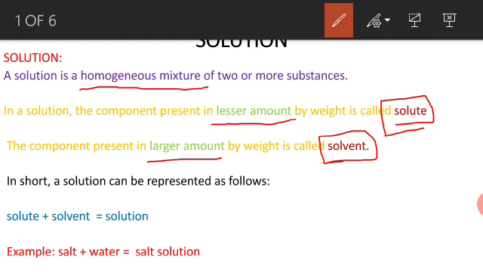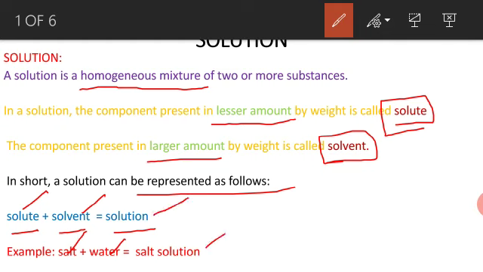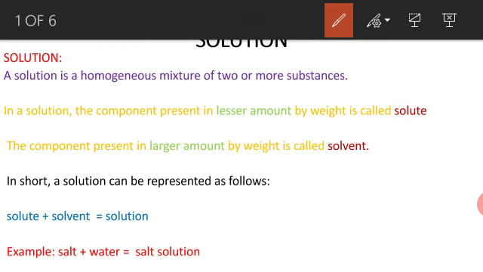In short, the solution can be represented as follows. Solute plus solvent equals solution. For example, solute means salt. Solute means what? Salt. Solvent means water. The solution means salt solution. So, salt is the solute. The solute means what? Lesser amount by weight. Water is a solvent. Solvent means the larger amount by weight.